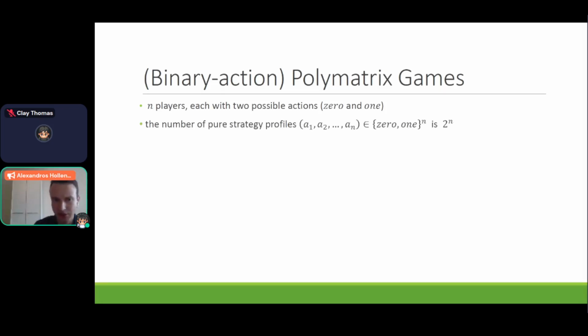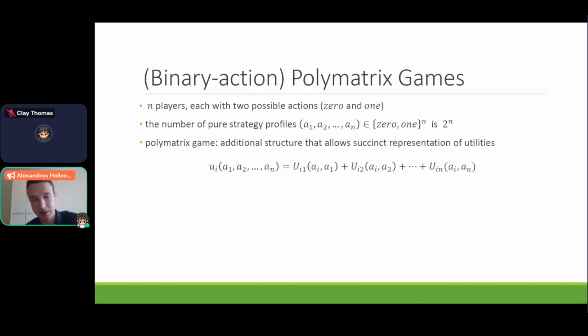And what that means is that the total number of pure strategy profiles is 2 to the n, because you have n players and every player has two possible actions. So overall, the number of pure strategy profiles is 2 to the n, which is a lot. And if you wanted to represent the payoffs for each possible strategy profile, that would take a lot of space. So Polymatrix games are a special class of games that have additional structure, which makes it possible to represent them in a much more succinct way. Okay, and they're also a very natural class of games, but I don't have time to discuss that, unfortunately.